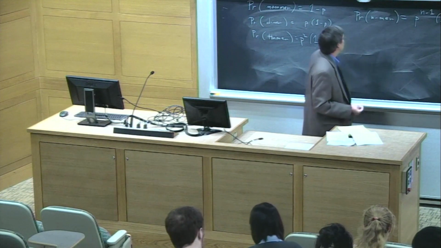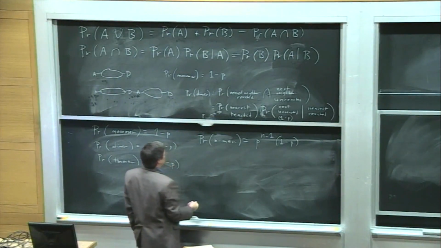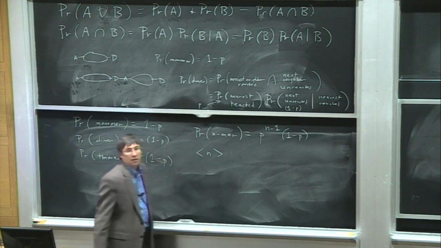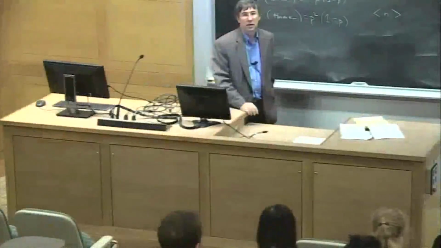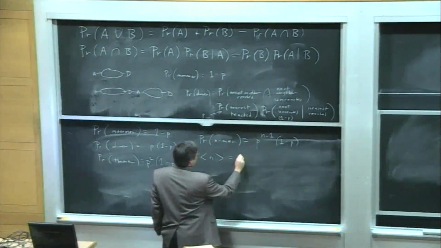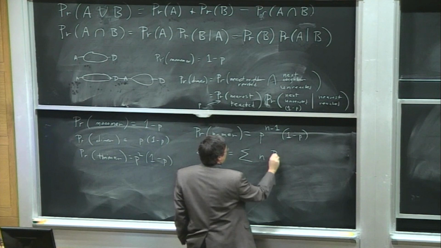And so this is the probability that you have an n-mer. So now we can compute things like what is the expectation value of the chain length? How many guys link together? And that's defined to be the sum of n times the probability of n.